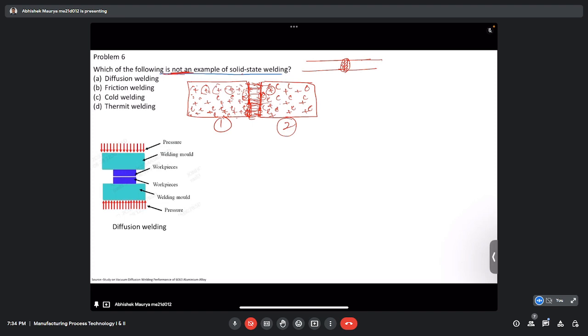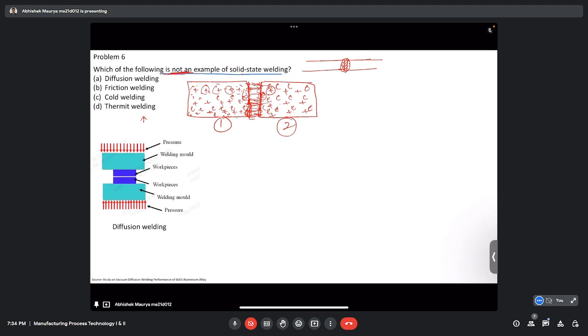So if we increase the temperature and bring both surfaces together, then there is a possibility that both materials will get joined, and atoms and electrons from one material will go into the other and they will become a single body. That process is called diffusion. Diffusion is the movement of atoms or charged particles from one location to another by virtue of a concentration gradient, and that can be done only at elevated temperatures.